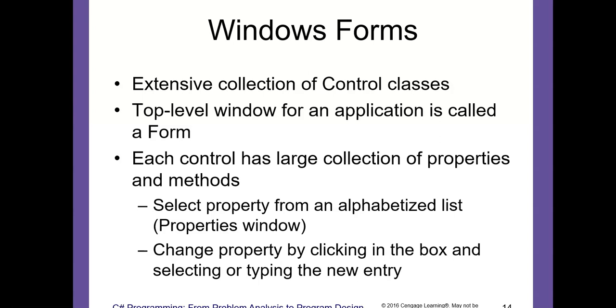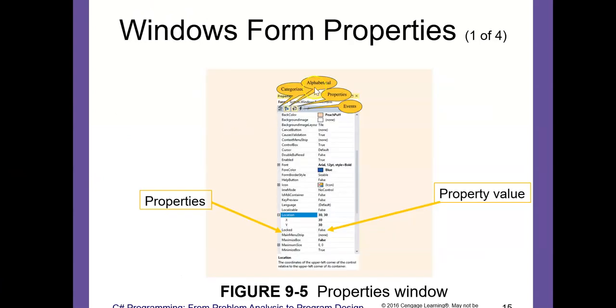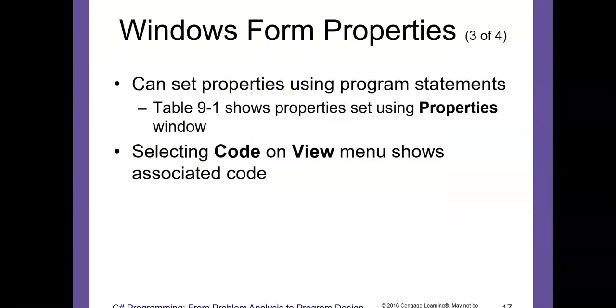Select a property from the alphabetic list, like the Properties window, change the property and a new entry appears. Okay, next. This is like the Properties window that we saw in the previous sections. Every controller has properties; you can change the background colors, font colors, stuff like that. We already played with those things.